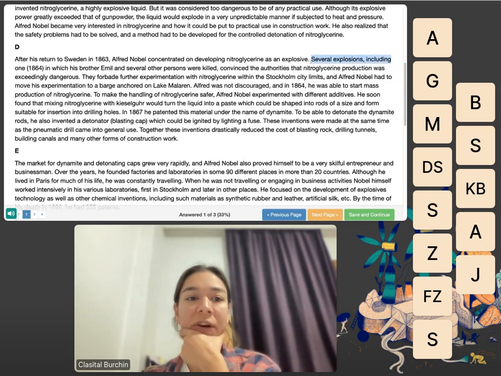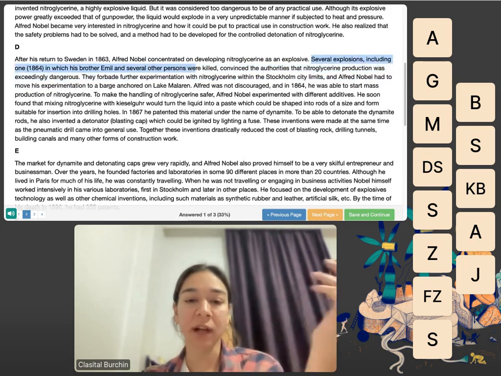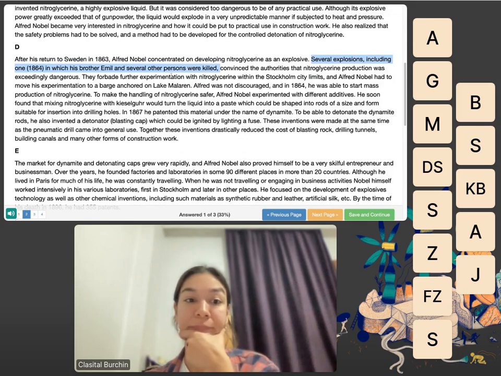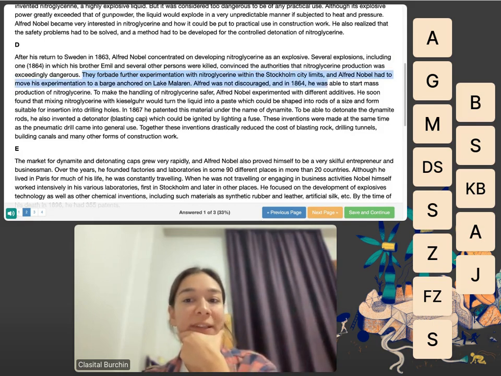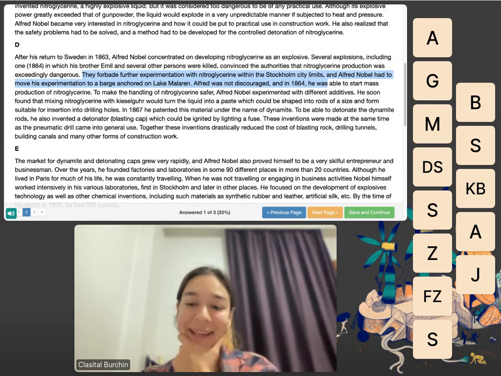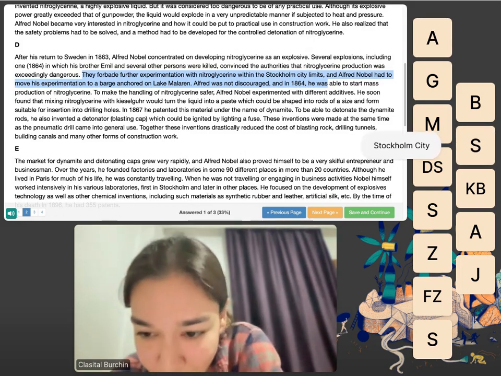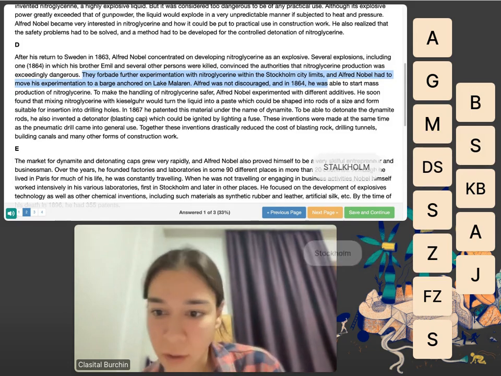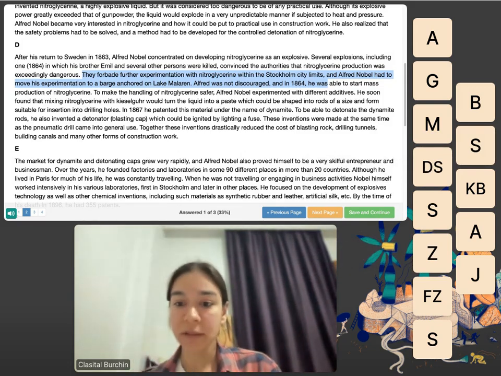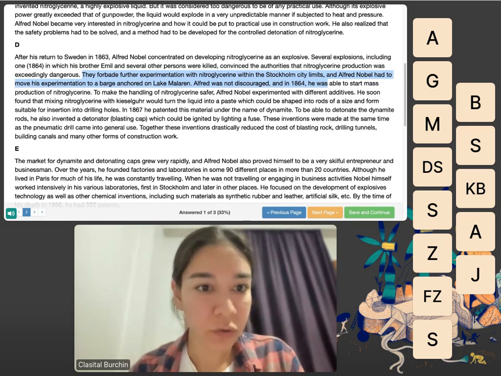Several explosions occurred, including one in which his brother Emil and several other persons were killed. They forbade further experimentation with nitroglycerin within the Stockholm city limits, and Alfred moved to a lake. Stockholm city. It is Stockholm.